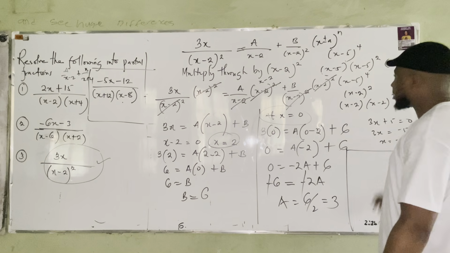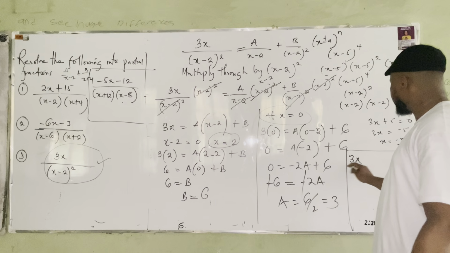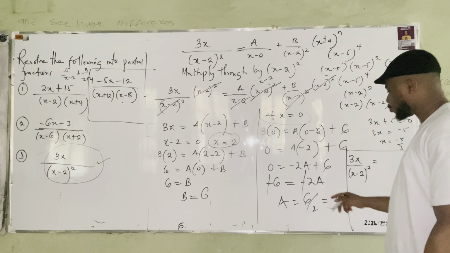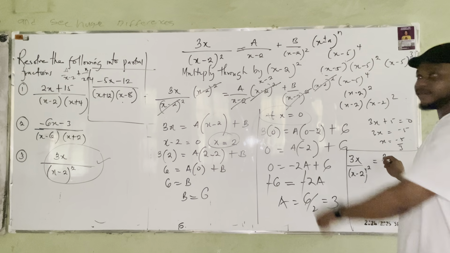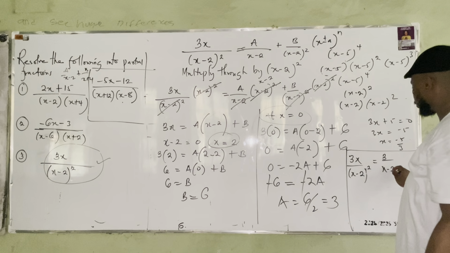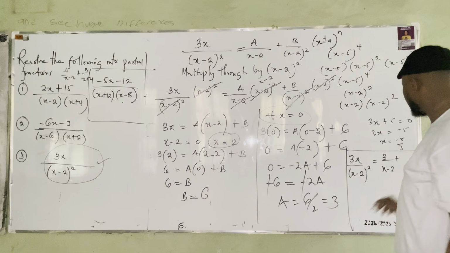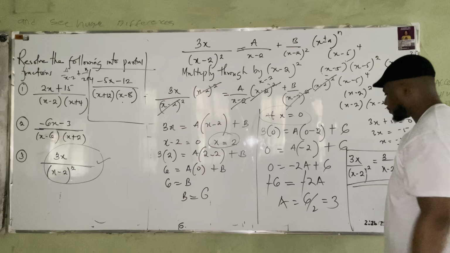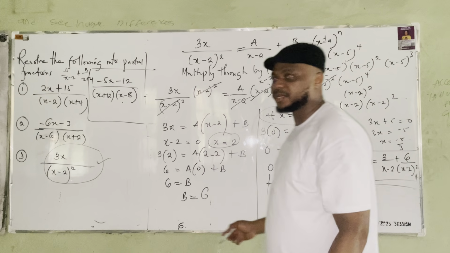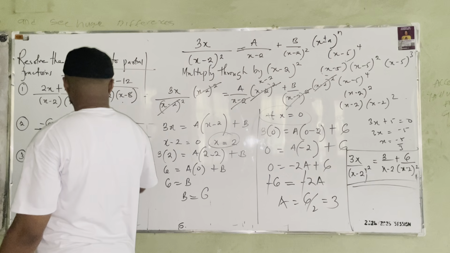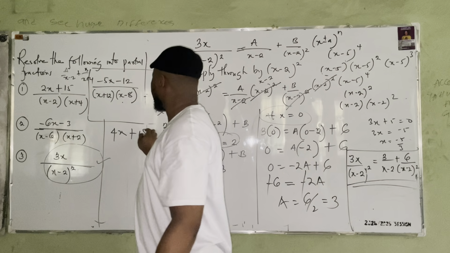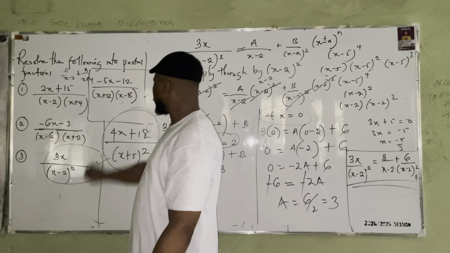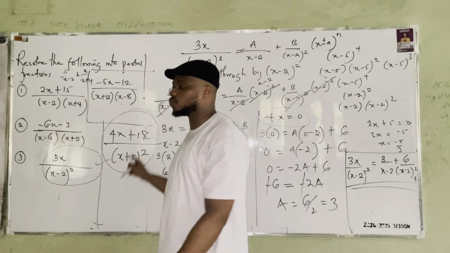So it means that your final expression will be 3x divided by (x minus 2) all squared equals, a is 3, so 3 divided by (x minus 2), plus b, which is 6, 6 divided by (x minus 2) all squared. This is your expression. So that is it. Please try this quickly. We have (4x plus 18) divided by (x plus 5) all squared. Try this. Resolve this into partial fractions.